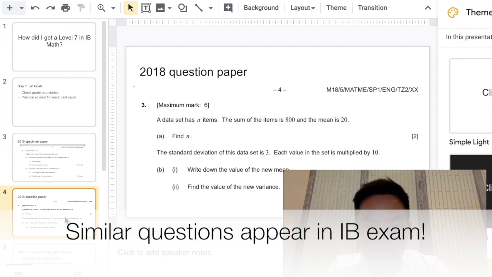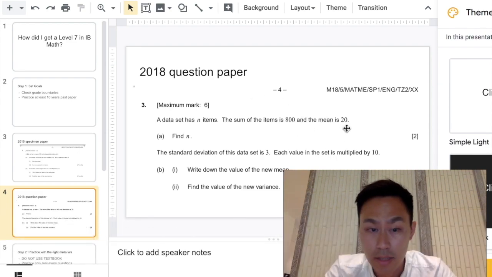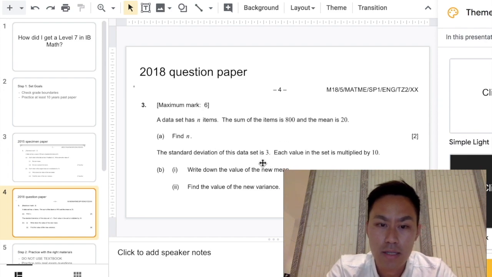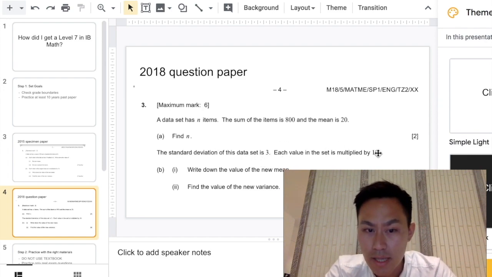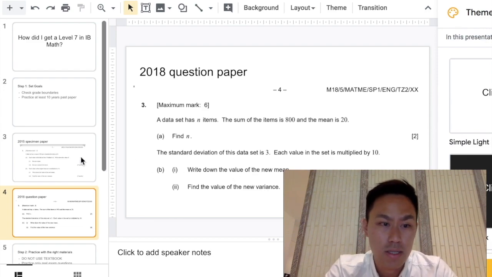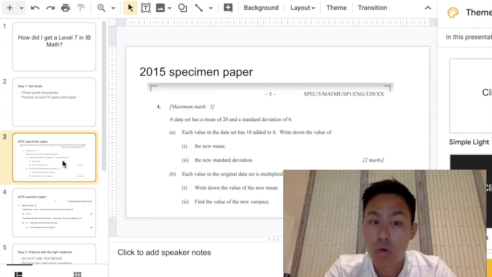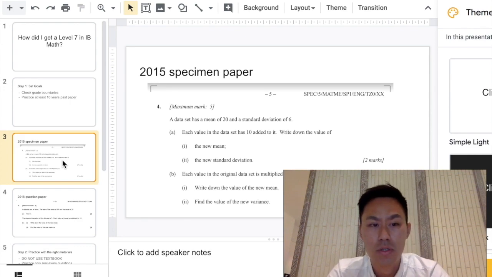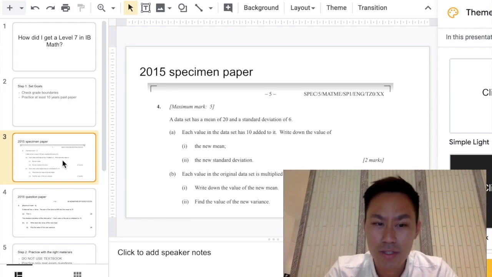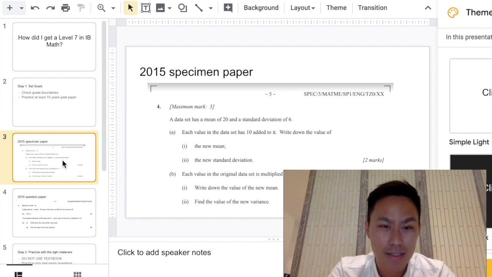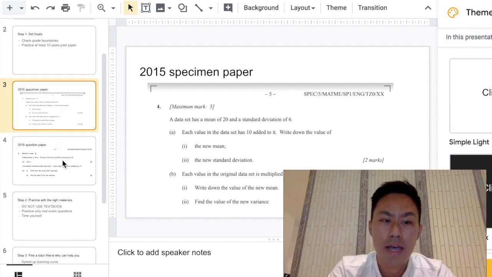Then you get what I'm talking about. The data has n items, right? The sum of the items is 800, the mean is 20, and the standard deviation of the data set is 3. If everything is multiplied by 10, what is the new mean and the new variance? So the 2018 paper is asking a similar type of question as in 2015. That's the power of doing past paper questions: it helps you consolidate your knowledge, and sometimes you can even predict the questions. The exact same questions might appear in your coming exam.